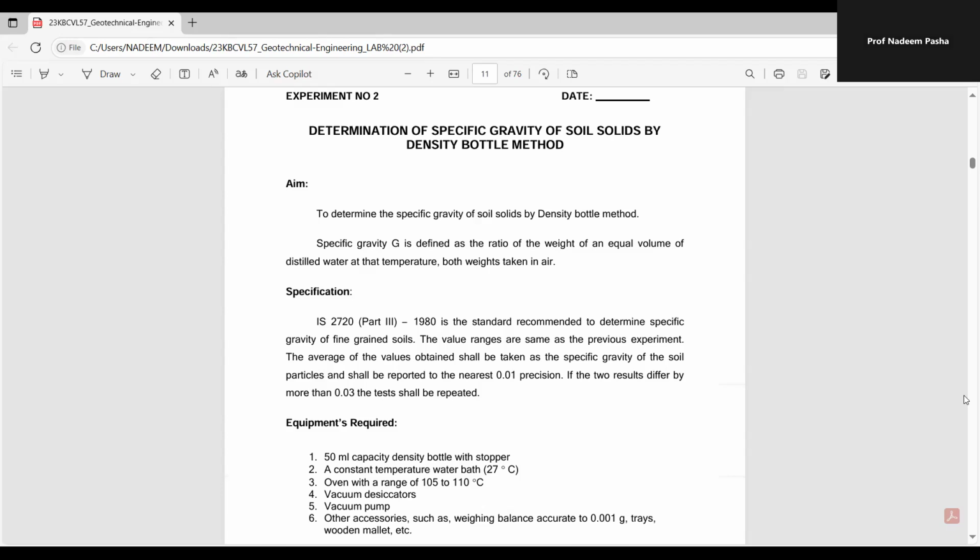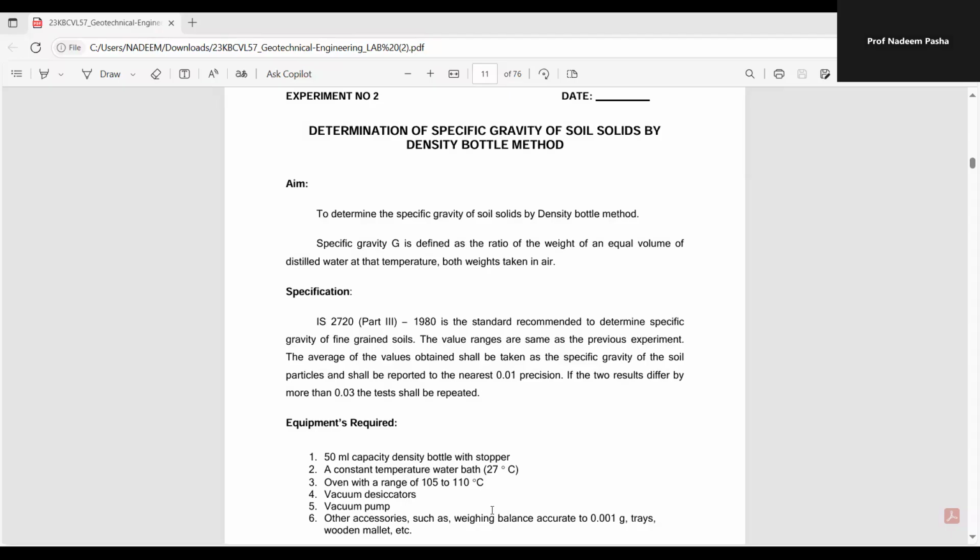To determine the specific gravity of soil solids by the density bottle method, specific gravity G is defined as the ratio of the weight of soil solids to the weight of an equal volume of distilled water at the same temperature, both weights taken in air. I hope it is visible to you. I will just share the screen once again. So how are you defining specific gravity? It is the ratio of the weight of soil to the weight of an equal volume of distilled water at the temperature.